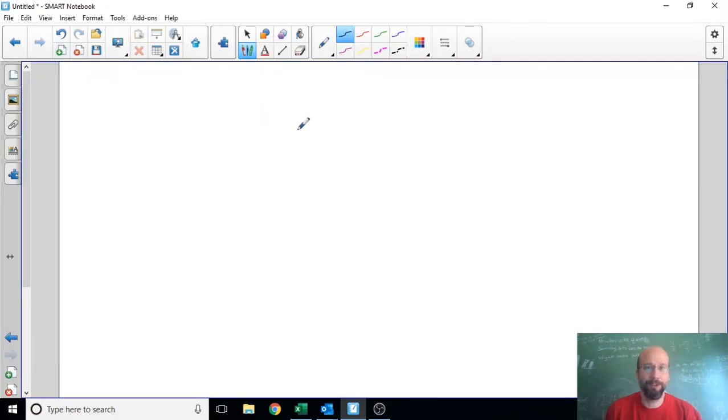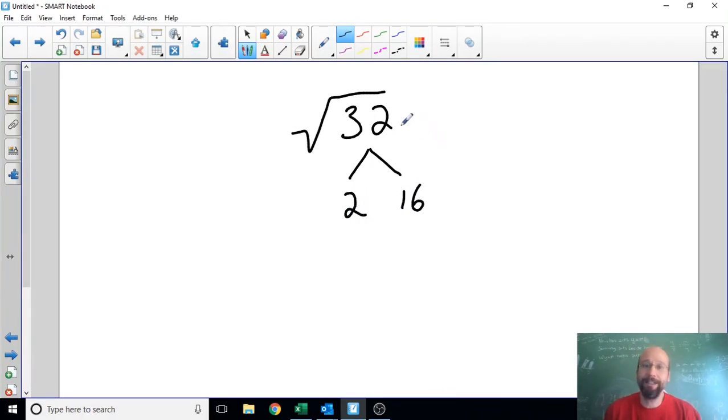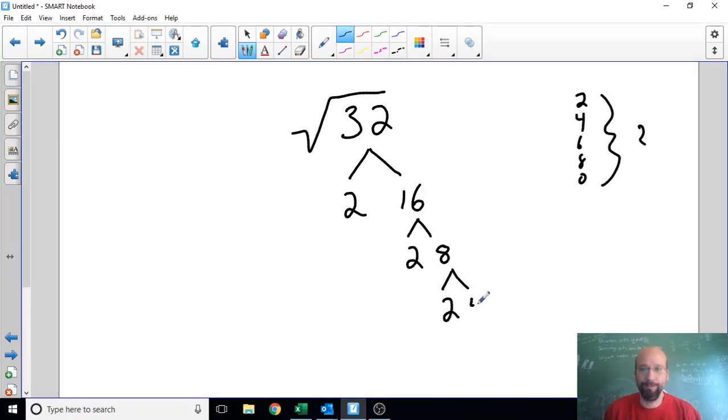Let's do square root of 32. So what 2 numbers multiply into 32? We'll do 2 and 16. I find it easier if the number ends in an even number, 2, 4, 6, 8, or 0, to just do 2 first. In this case, it ends in 2, so I divide by 2. 2 times 16 is 32. 16, again, I'm doing half of it. 2 times 8 is 16. And then 8, 2 times 4. And then 4, 2 times 2.